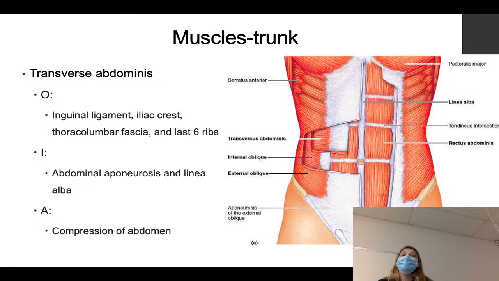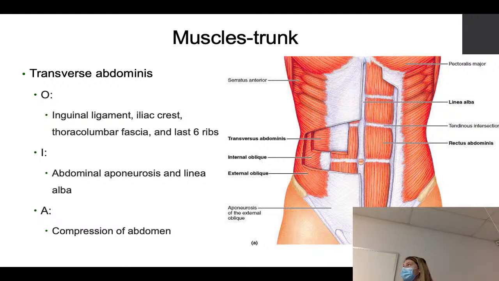Its origin is going to be very similar to the internal oblique. So that inguinal ligament again, right here, our iliac crest, the top of our hip, the thoracolumbar fascia, that diamond shape on the back of the spine, but it's also going to come off our last 6 ribs. So we just count up 3, 3, last 6. It's going to insert onto that abdominal aponeurosis. You can see the white right here. And that linea alba, that line going straight down the center.